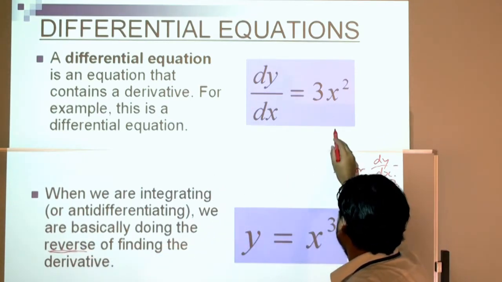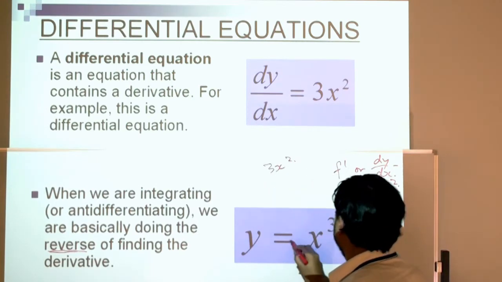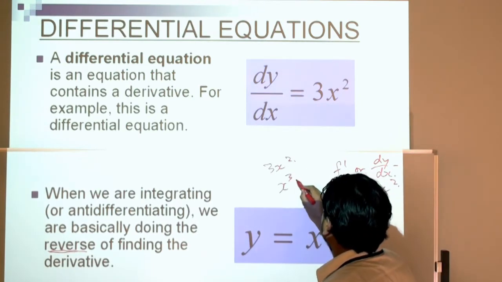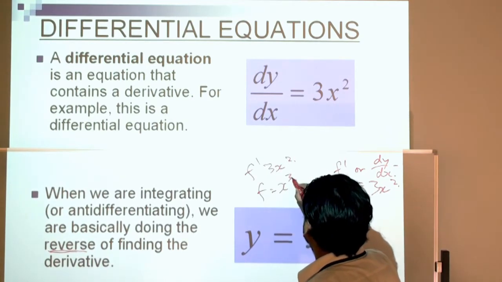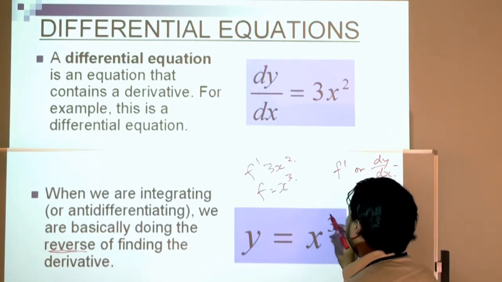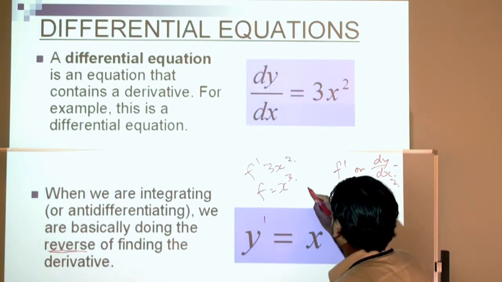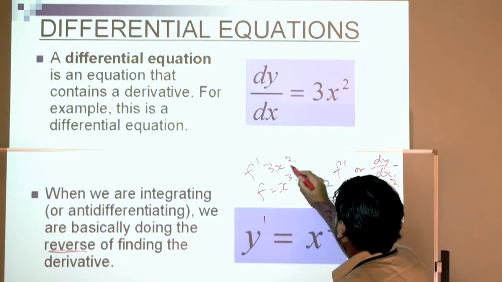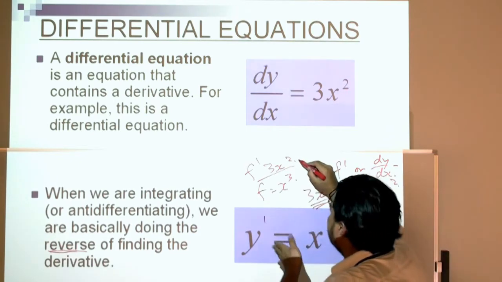So the integral of 3x squared is x cubed. Just imagine this is f, and that's f dash. Remember, for x cubed, when we're finding the derivative, we take that 3, put it in front of the x, and take away 1. So we got that. And all we do in integration is go back the other way.